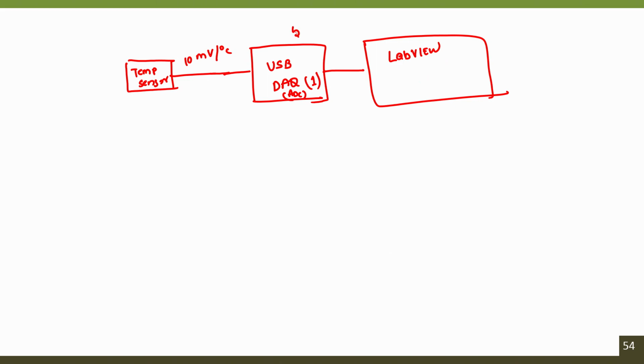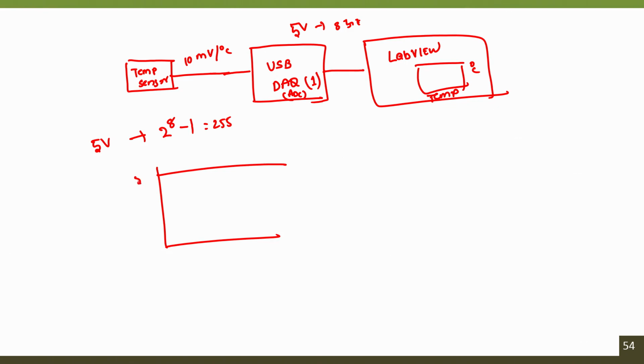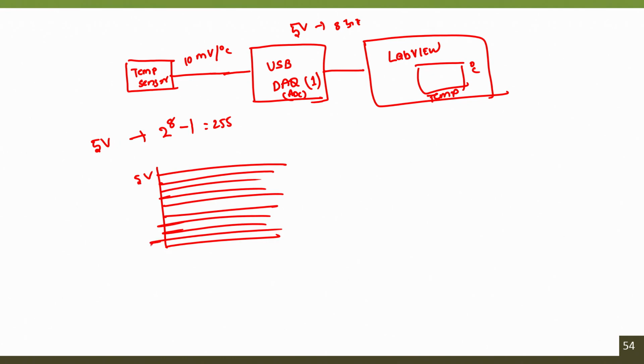Since the USB DAC operates at 5 volts and has an 8-bit ADC on board, this 5 volts will be divided into 2 power 8 minus 1, which is 255 levels. So each level height will be 5 divided by 255, which is 19 millivolt. That means anything lesser than 19 millivolt will always be considered as 0.